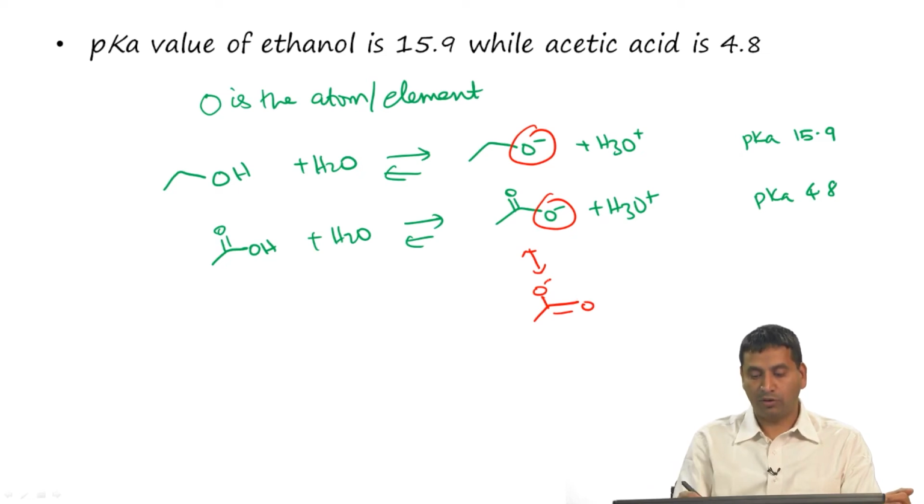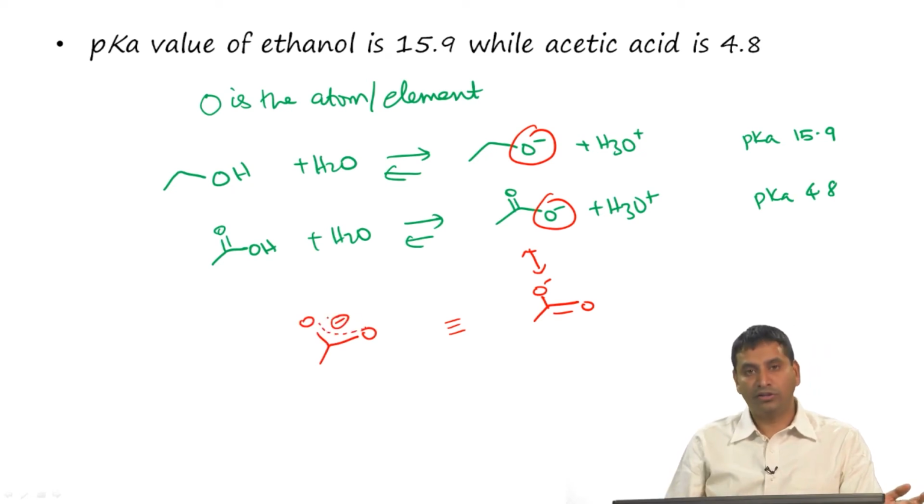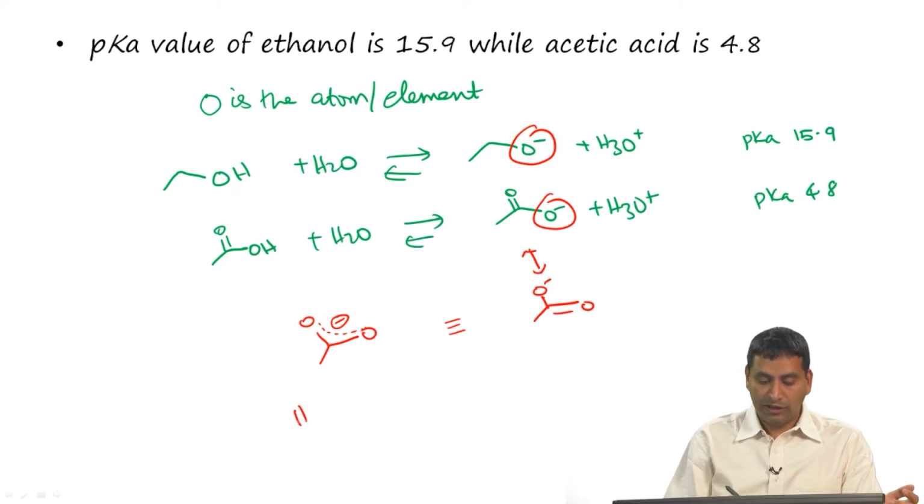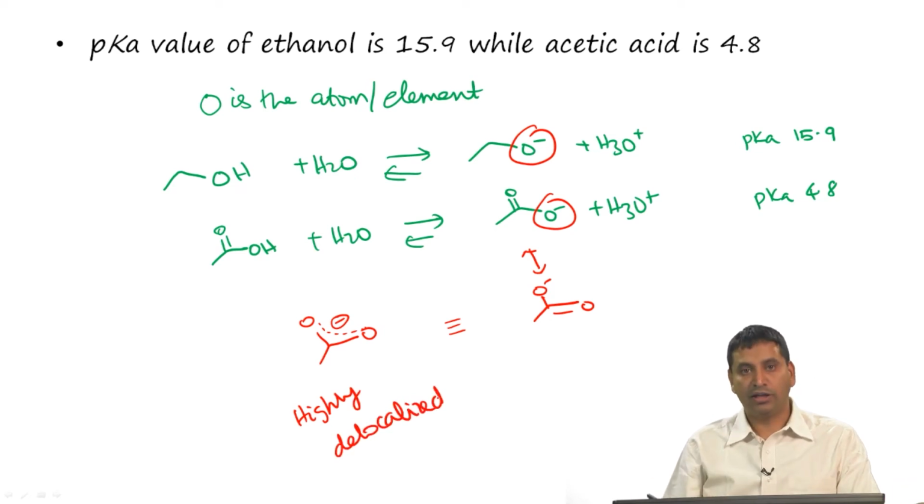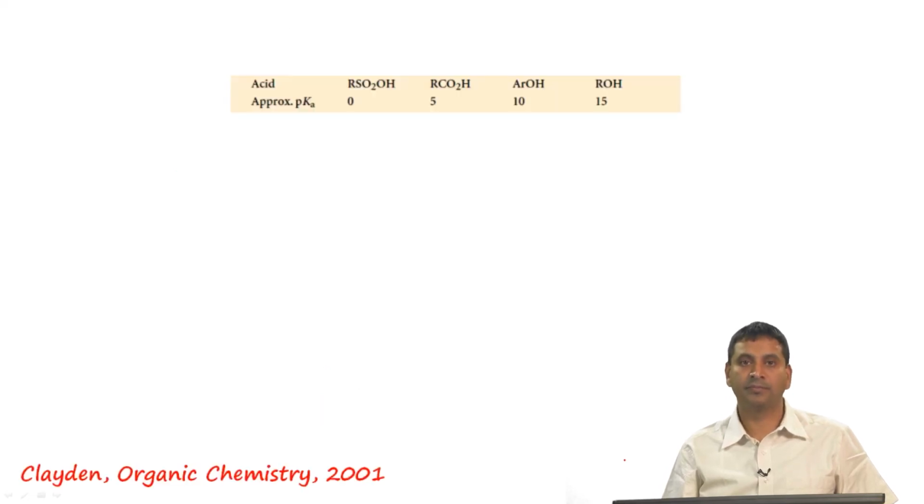As a resonance form you can draw this, and therefore, this is nothing but the resonance hybrid O minus. So, this negative charge is highly delocalized when compared with ethoxide, and therefore, one can understand why this acetate is so stable and the acid is such a good acid. So, this is actually quite similar to the example of perchlorate that we looked at in the previous case.